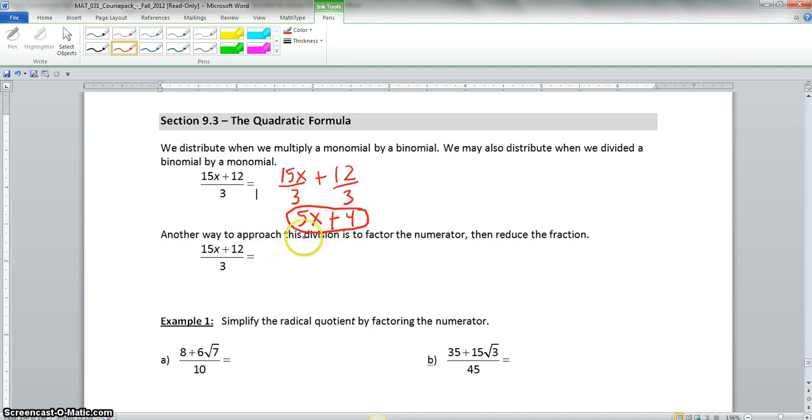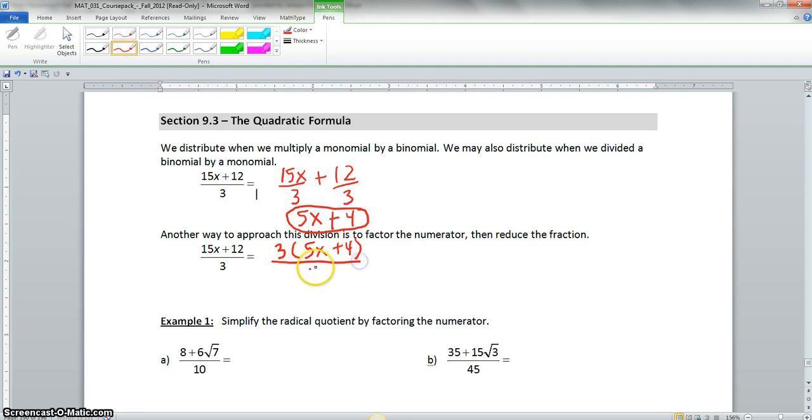Okay, now another way to approach this division is to factor the numerator, then reduce the fraction. Now we have to ask ourselves, what is the highest factor that 15 and 12 have in common? The highest factor of 15 and 12 is 3. So we factor out a 3, and we will have left in our parentheses 5x plus 4.